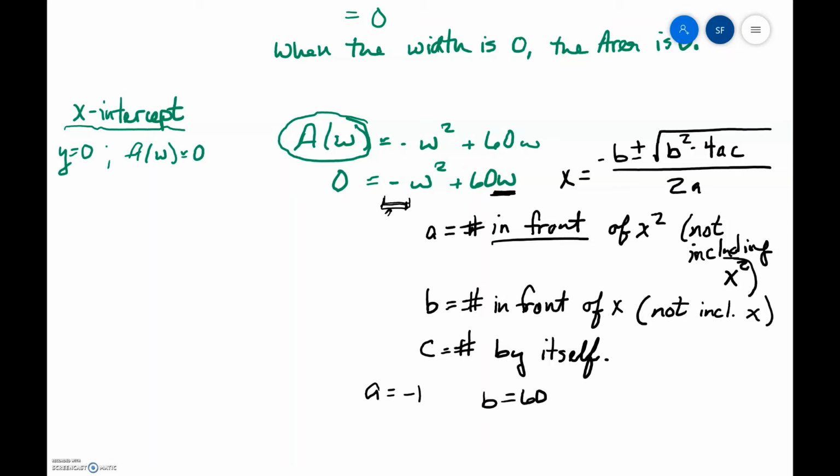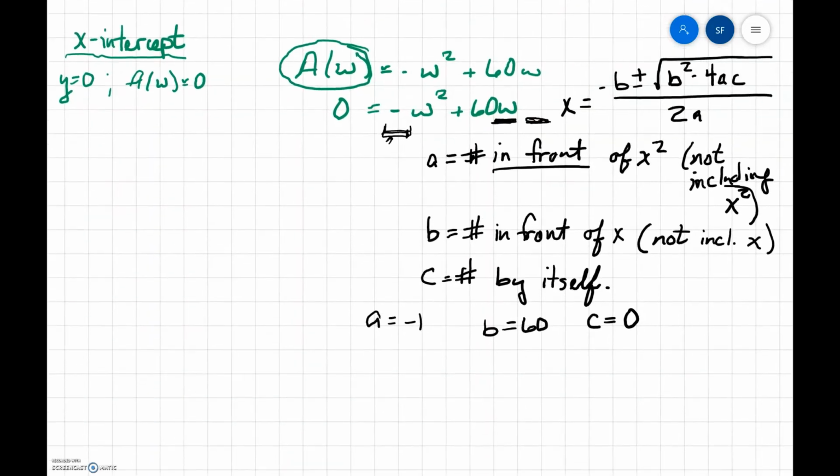And my C is the number by itself. Well, I don't have a number by itself here. And so what is my C value? Well, I can always add 0. And so in this case, my C value is 0 because I don't have that number by itself.